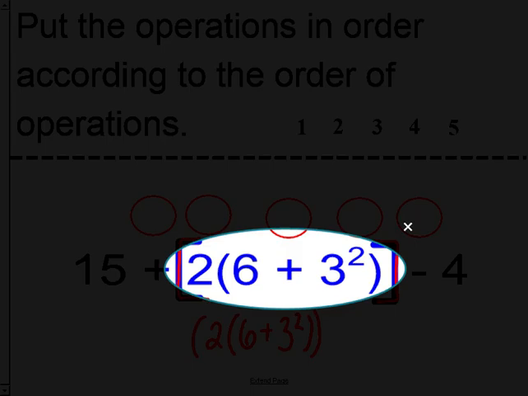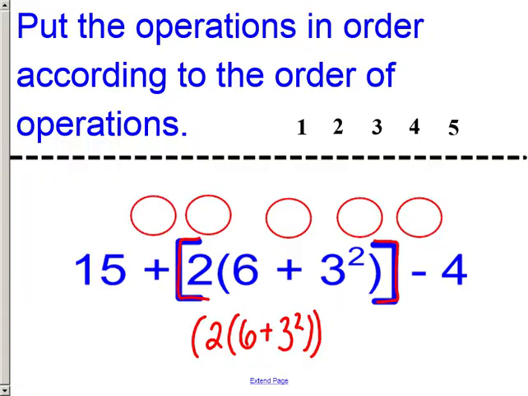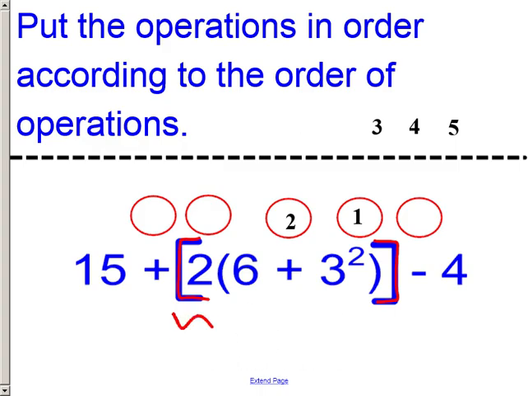And then I have to do the addition that's inside of that set of parentheses because then that will solve everything within that inside grouping symbol. So my first thing is the exponent right here. My second thing is going to be this addition. And that would leave me still with the whole grouping symbol not solved because I have to have all of that grouping symbol solved, all of this, before I move on to anything outside of the grouping symbols.